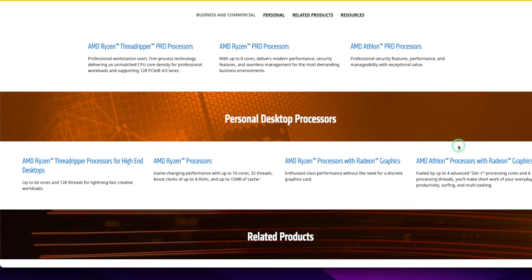Oh, this is cool. I like this. AMD Ryzen processors with Radeon graphics. Enthusiast class performance without the need for a discrete graphics card. So the problem right now with the AMDs I got, the Ryzens I have, they do not have integrated graphics, meaning you need to have a graphics card on this CPU to see what's going on, to see the BIOS and all this stuff.